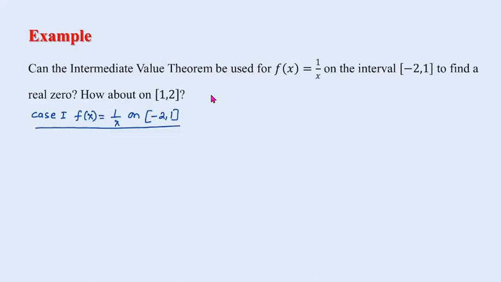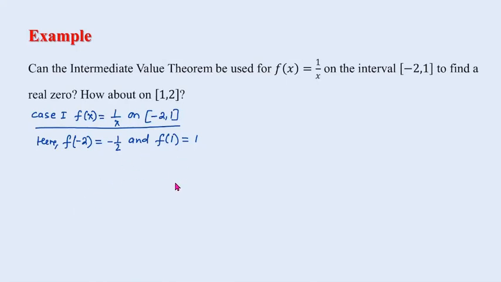So in this one, if you want to find the value of the function, say for example, f of -2, if you plug in -2 to this function, it will be -1 over 2. And if you plug in 1, f of 1 is equal to 1. So the value of the function at -2 is a negative and at 1 is a positive. So to go from negative to positive, it will definitely take 0.